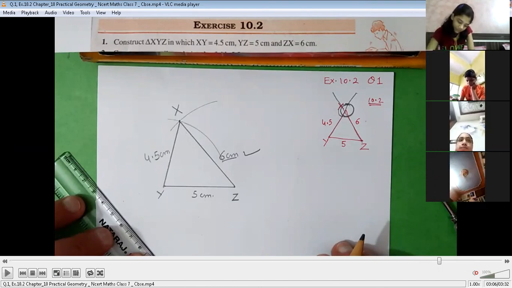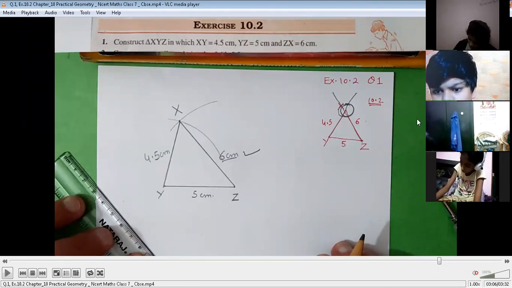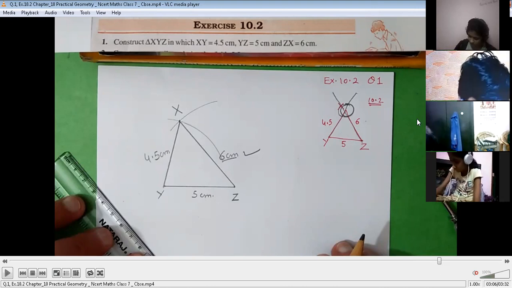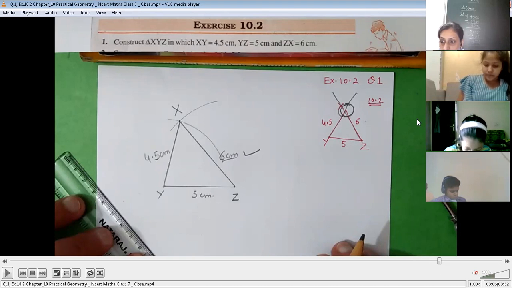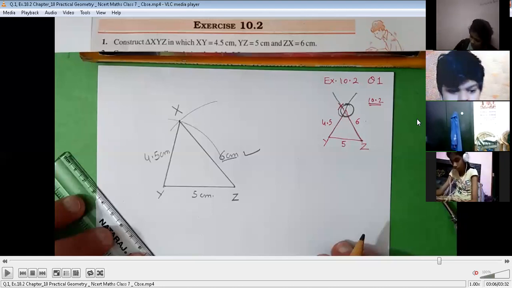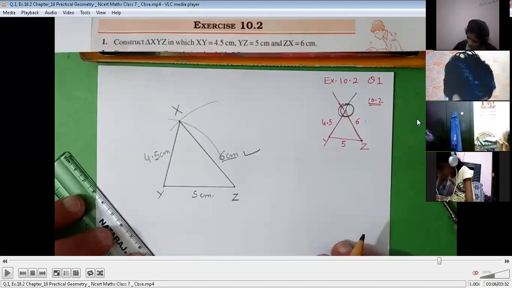Step 3, with center Z and radius 6 centimeters, draw another arc to cut the previous arc at X. I'm repeating step 3, with center Z and radius 6 centimeters, draw another arc to cut the previous arc at X. This is step 3.